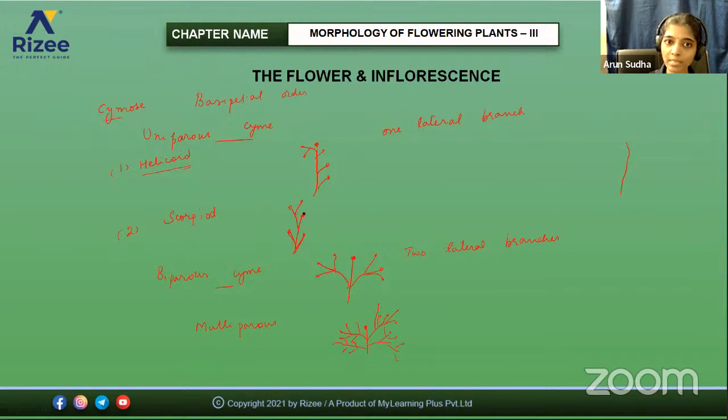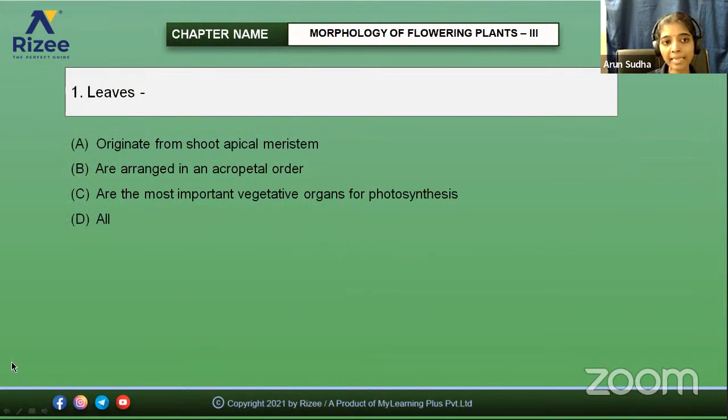So we'll see a few questions. Leaves originate from shoot apical meristem. They are arranged in an acropetal order, and are the most important vegetative organs for photosynthesis. Yes, option D is correct. So leaves originate from shoot apical meristem, they are arranged in acropetal order, and they are the most important vegetative organs for photosynthesis. Yes, good.